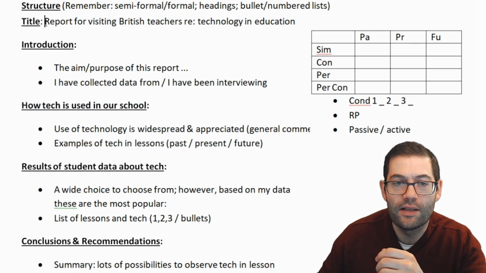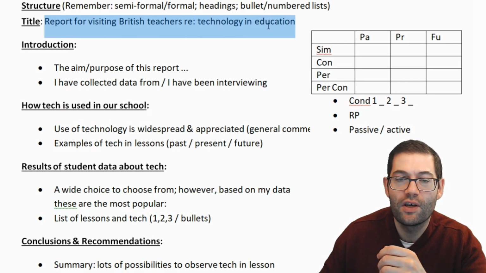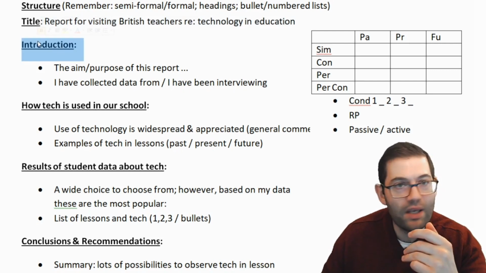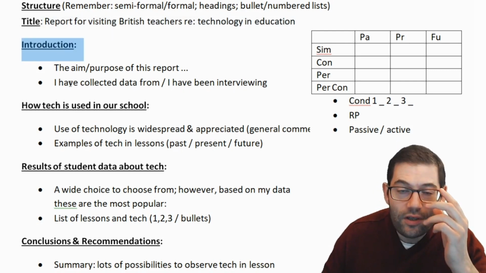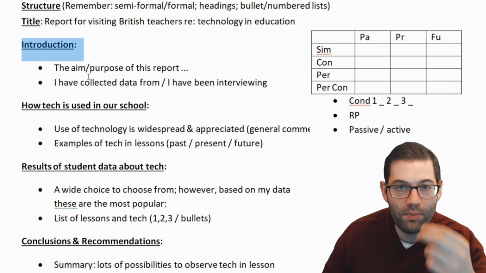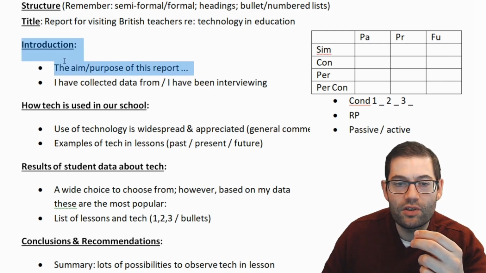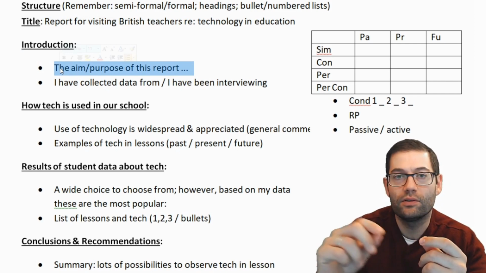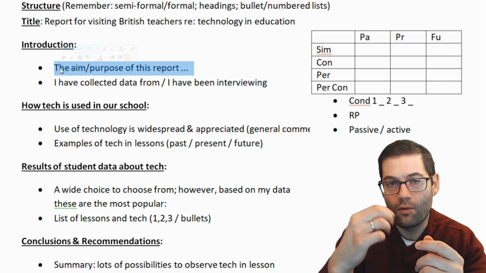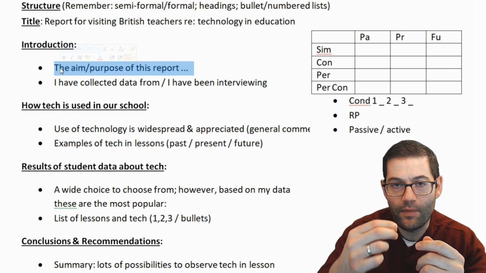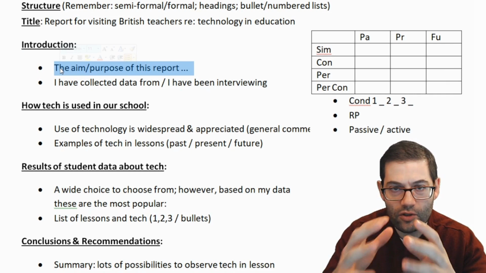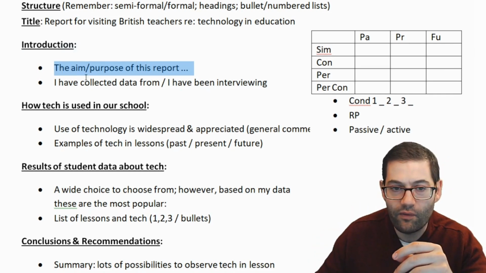So I've got a title, Report for Visiting British Teachers, Re: Technology in Education, or Regarding Technology in Education. Okay, introduction can just be introduction. But in the introduction, of course, you'll have to explain what you're doing. So you've got to say something like, the aim or the purpose of this report is to... Present simple forms, we're expressing facts and truths, in effect, what you're planning to do in this report. So present simple to start off with.